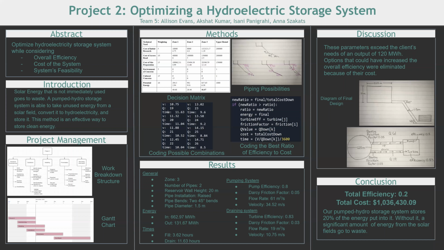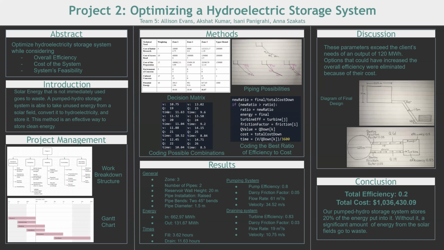For the pipe bends, the team also decided to include two 45-degree bends after a thorough geometric analysis of the site. The first bend would be at the base of the hill, near the turbine, and the second bend would be at the top of the hill, about 26.8 meters from the base of the reservoir. The pipe installations would be raised as well in order to ensure that the pipes would reach the base of the reservoir. Finally, the pipe diameter for the system was determined to be 1.5 meters for each pipe.